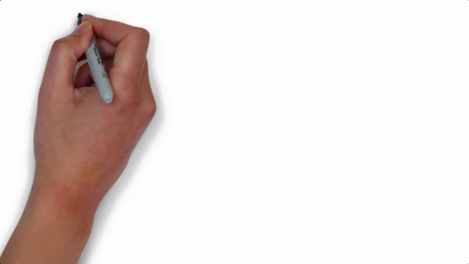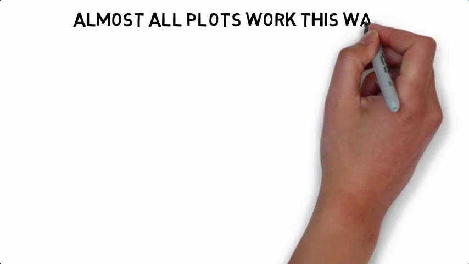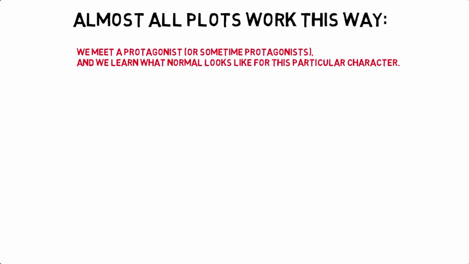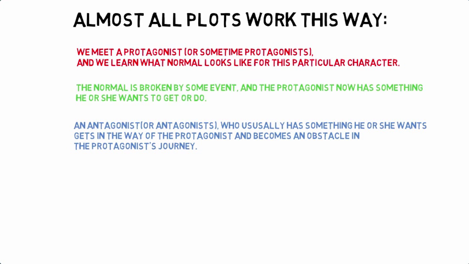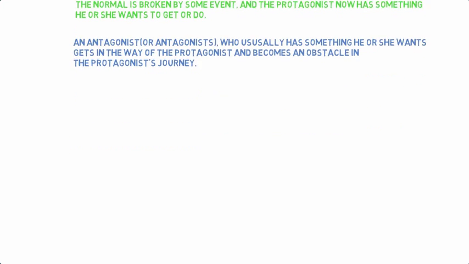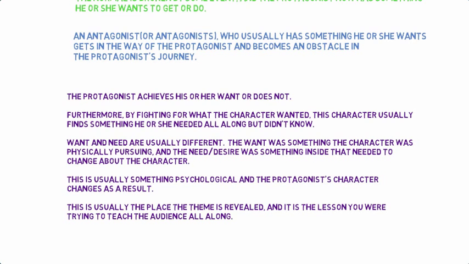So, before we get to the end of the film, let's look at plot structure, because almost all plots work this way. We meet a protagonist, or sometimes protagonists, and we learn what normal looks like for these particular characters. The normal is broken by some event, and the protagonist now has something he or she wants to get or do. An antagonist or antagonists, who usually have something they want, get in the way of the protagonist and become an obstacle in the protagonist's journey, and the protagonist achieves his or her want or does not. Furthermore, by fighting for what the character wanted, this character usually finds something he or she needed all along but didn't know. Want and need are usually different.